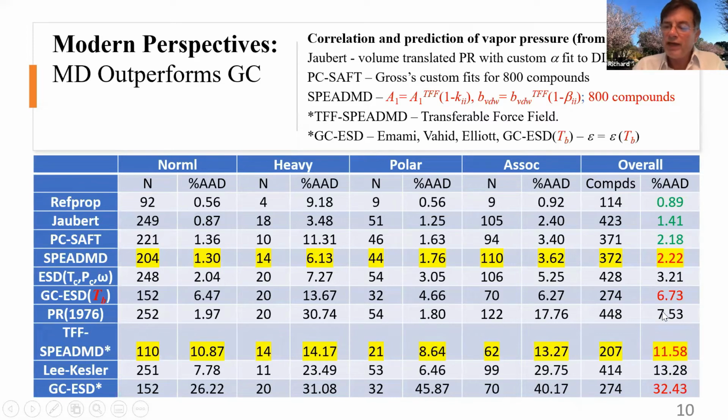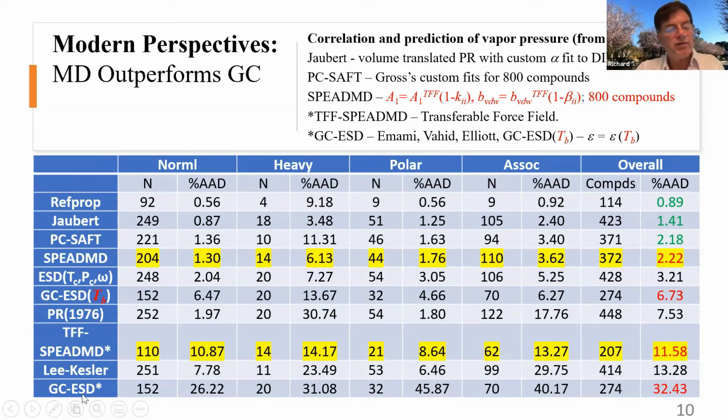So in the case of SpeedMD, the difference of going from a pure transferable predictive model for vapor pressure down to a custom fit is a factor of about 6. And so you get that much of an improvement. Well, how do we compare that to existing methods of group contributions?